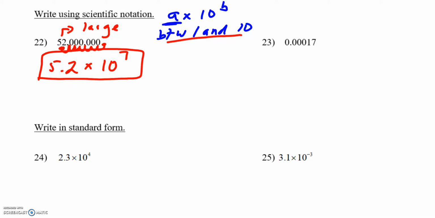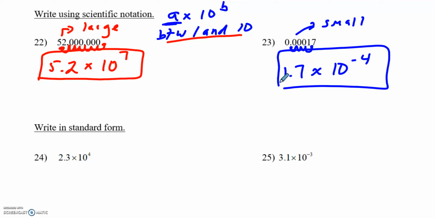However, number 23, the decimal starts here, and notice that the number is originally small, which means my exponent would be negative in the end. So I'm going to move the decimal point 1, 2, 3, 4 places to get this number between 1 and 10, because it would become 1.7 times 10 to the 1, 2, 3, 4 positions. It's going to be a negative 4 though, because my number was originally small.